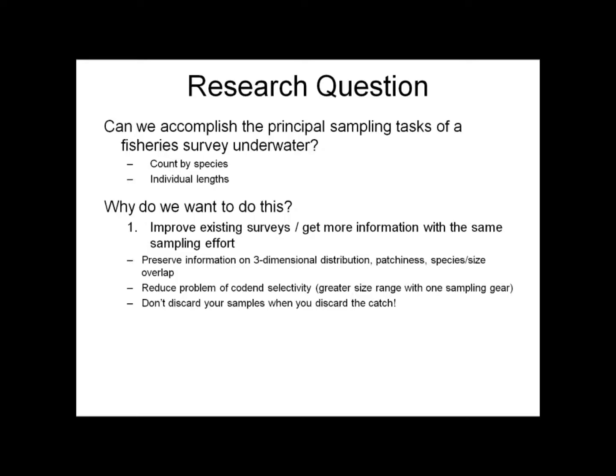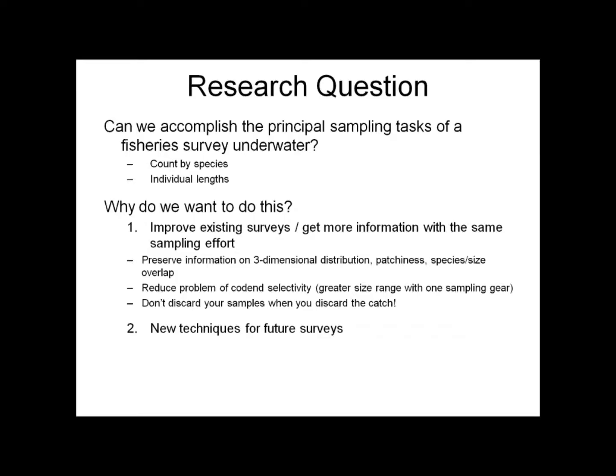We also don't discard our samples when we discard the catch because we have a full inventory of all of the images. So it's possible to, in fact, reuse that survey data in completely new ways at later dates. Also, things like quality checking catch information.